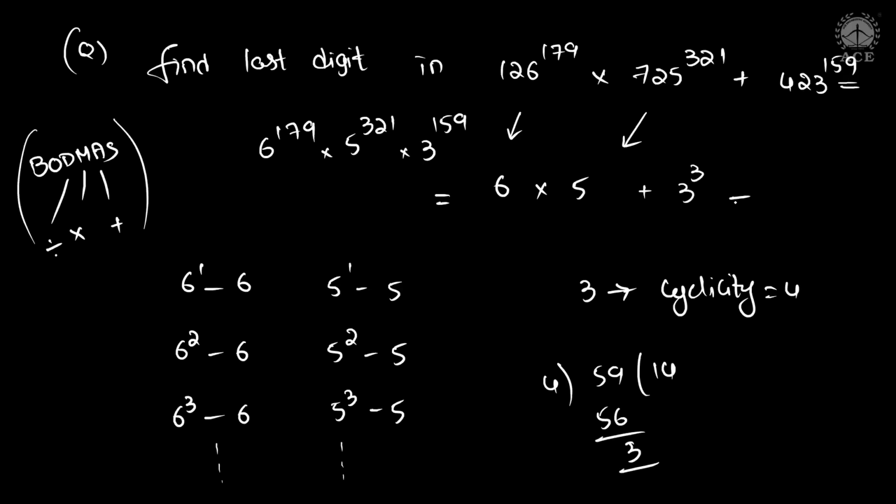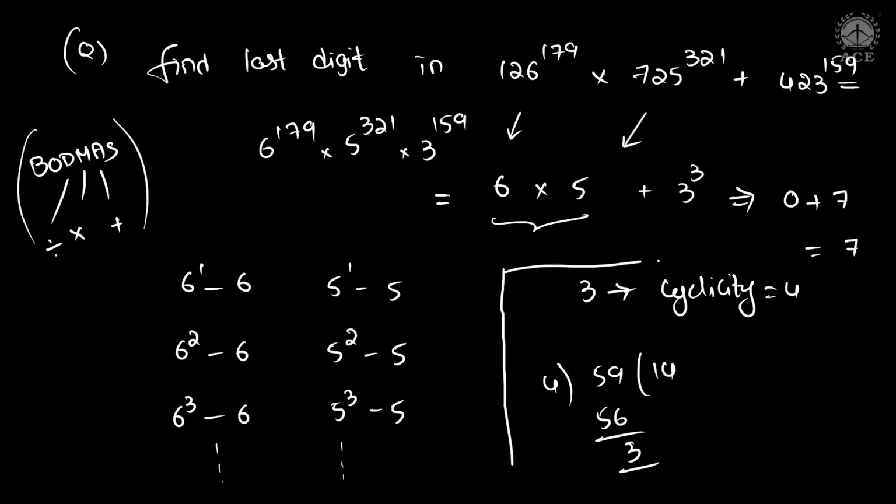3 power 3 is 27. So 6 into 5 is 30, 0. Lokesh, see this. 6 into 5 is 30, 0 is the units place. 3 power 3 is 27, units place is 7. 7 is the answer, my dear friend.